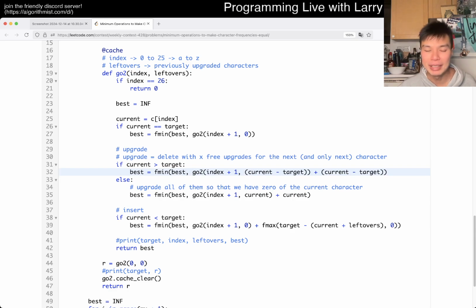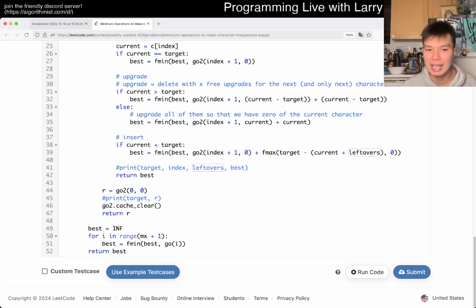I mean, but you can see that because now with leftovers, because we don't care about it, for every input, for every given target, it can only be 0 or either current or current minus target, right? So that means that leftovers can really only have 2 different values, is what I'm trying to get at. And because of that, this is fast enough. This is just 26 times 2 times 20,000, and we are good enough. And that's pretty much it.